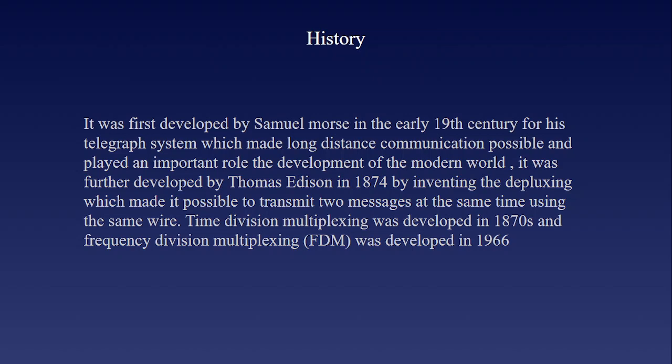which was made for long distance communication, and especially developed during the World Wars. And it is the base for the modern communication system. It was further developed by Thomas Edison in 1874 by inventing the duplex, which made it possible to transmit two messages at the same time using the same wire. Time division multiplexing was developed in the 1870s, and frequency division multiplexing was developed in 1966.